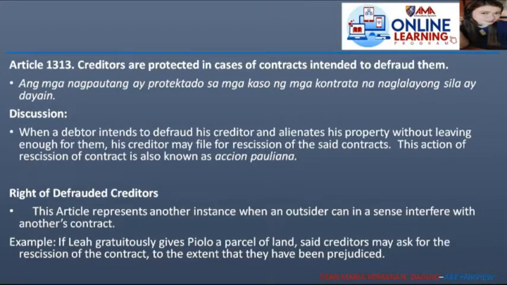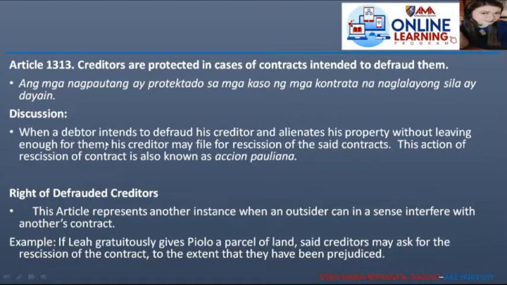So, pwede niyang iparescind. Ang tawag naman natin sa remedy na yun class ay rescission. No? Ipaparescind niya sa korte yung naging contract between ni debtor at nung third person. Ipapakancel niya para kung sakaling maibalik sa pangalan ni debtor yung property na yon, pwede na niyang habulin para masatisfy naman yung obligation ni debtor kay creditor.